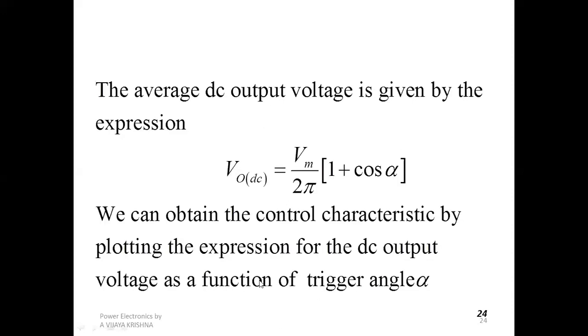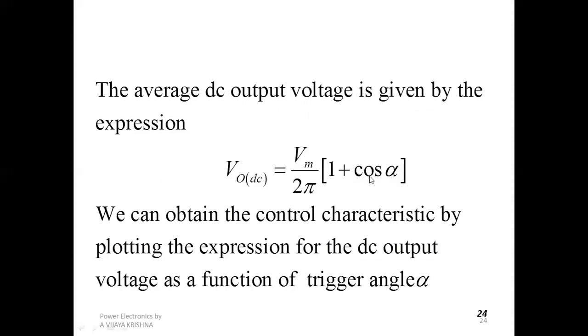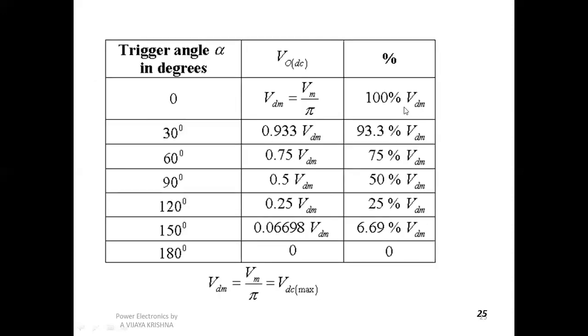That is the average output voltage. Vm by 2 pi of 1 plus cos alpha, and if we substitute here, we can see how the output voltage changes with respect to the triggering angle. When you substitute alpha at 0 degree, we get Vm by pi, which is called 100% of VDM, the V maximum. For alpha equal to 30 degrees, we get 0.933 Vm, that is 93.3% of VDM. Next, 60 degrees gives 0.75, that is 75%.